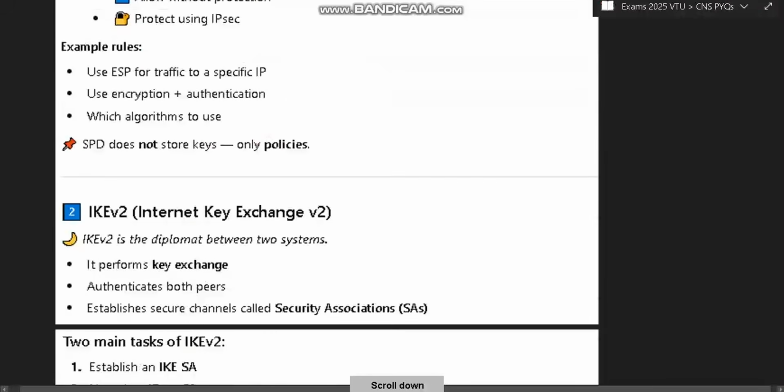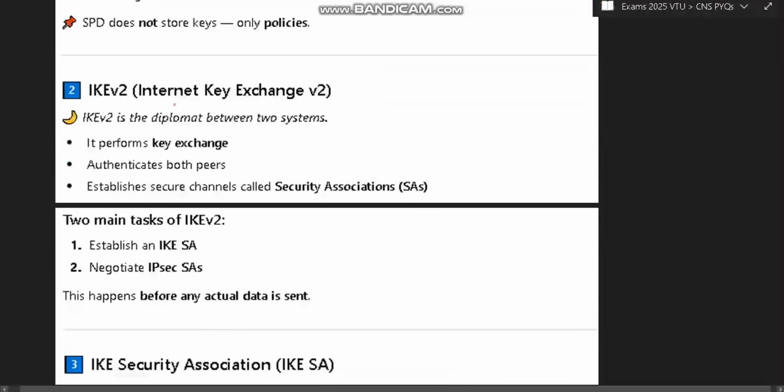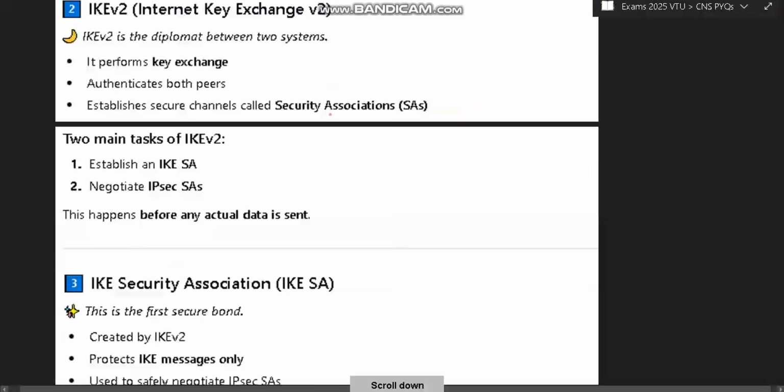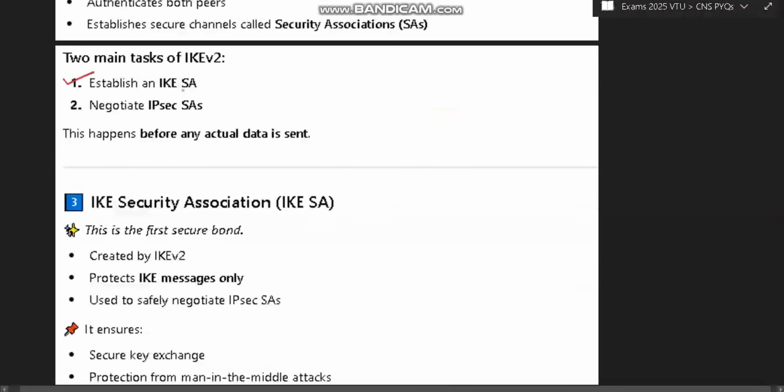Next, IKEv2, Internet Key Exchange version 2. It is a diplomat between two systems. Like this is one system, this is another system. Who is communicating on behalf of these systems is IKE. It performs key exchange, authenticates both peers, and establishes a secure channel called a Security Association (SA). Its two main tasks are to establish an IKE SA and negotiate IP security SAs. This happens before any actual data is sent. Firstly, the communication channel should be made secure and authentic, right? Then only can the data be transferred.